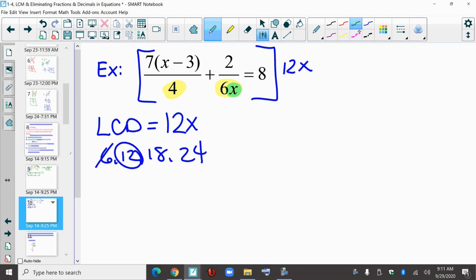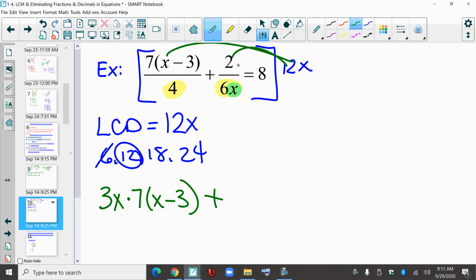So when I do that, if it's a fraction, I'm going to do the division first. So what is 12x divided by 4? Well, 12 divided by 4 is going to be a 3, and I'm going to tack on the x, and I'm going to drop down the entire numerator of that fraction.